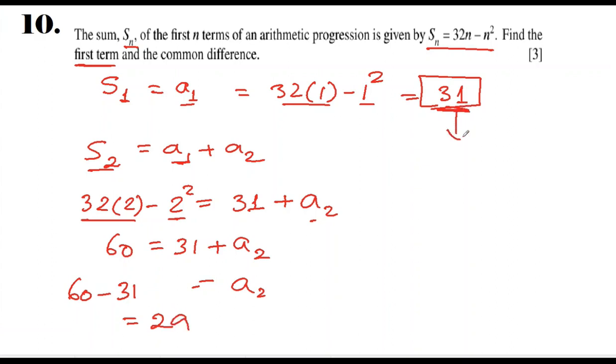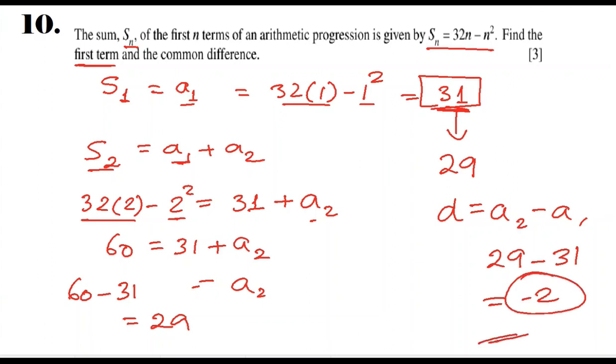So the first term is 31, the second term is 29. Can't I get the common difference? The common difference is always A2 minus A1, the second term minus the first term, which is 29 minus 31, equal to minus 2. Done.